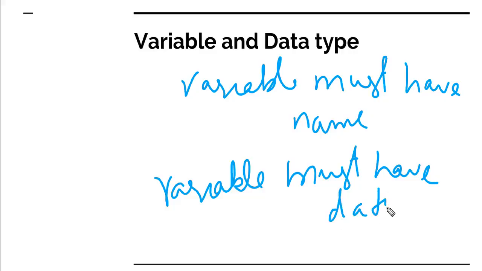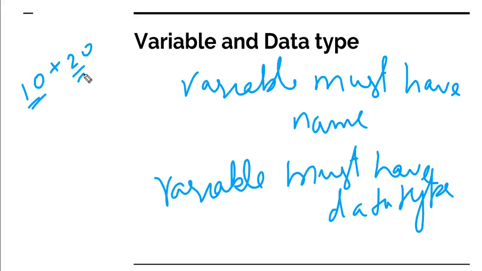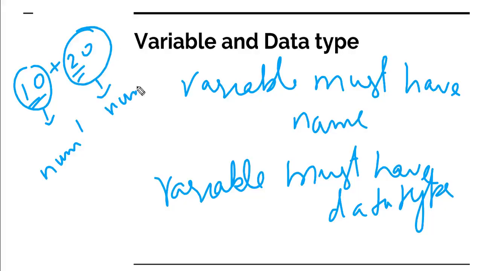Now, what do you mean by data type? It means what kind of data that particular variable has. So let's say I wanted to perform a calculation of 10 plus 20. Now I need to store these two values. So I need two variables. The variable must have a name. So I'll call this particular memory location num1, and similarly, this also should have a name, so I'll call this particular memory location num2. So num1 has a value of 10 in it, and num2 has a value of 20. So we have satisfied this condition.